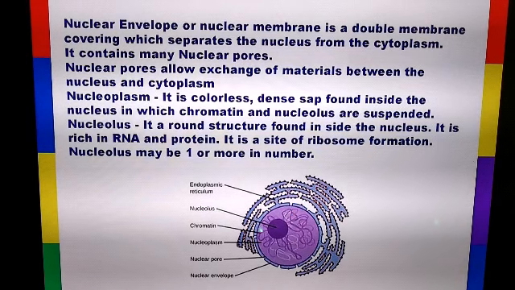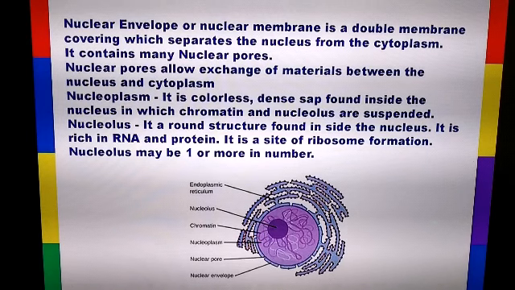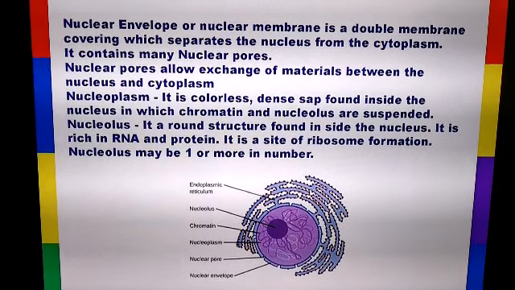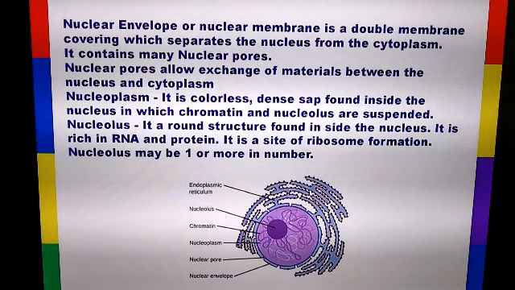There is a colorless and dense fluid which is present inside the nucleus. This dense fluid which is present inside the nucleus is called the nucleoplasm. Inside the nucleoplasm, or you can say inside the nucleus, you will find many thread-like structures. Can you see these thread-like structures? These thread-like structures are called the chromatin fibers.